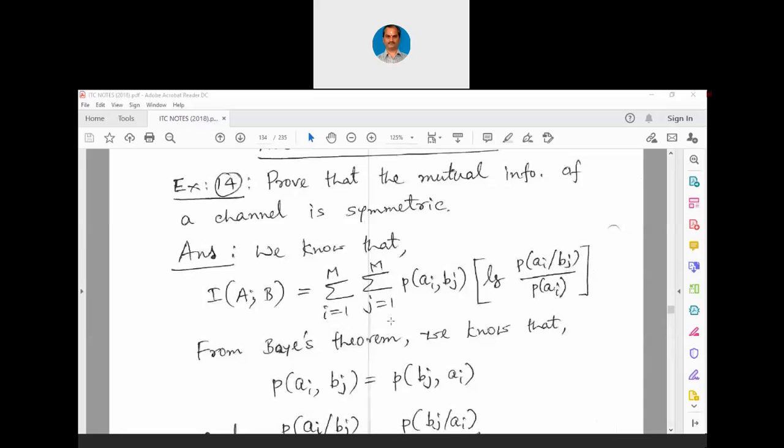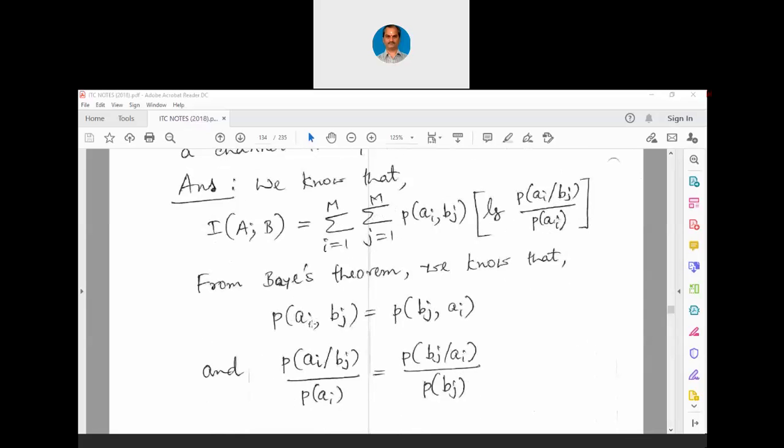With respect to our discussion of conditional probability and joint probability, this is the conditional probability, this is the joint probability. Using them, we had defined mutual information mathematically. Now from Bayes theorem, we know that P of Ai comma Bj is equal to P of Bj comma Ai. Please recall Bayes theorem, where if you arrange the numerator and denominator at the left side and right side that way, you will get P of Ai comma Bj is equal to P of Bj comma Ai. Joint probability is mutual there.